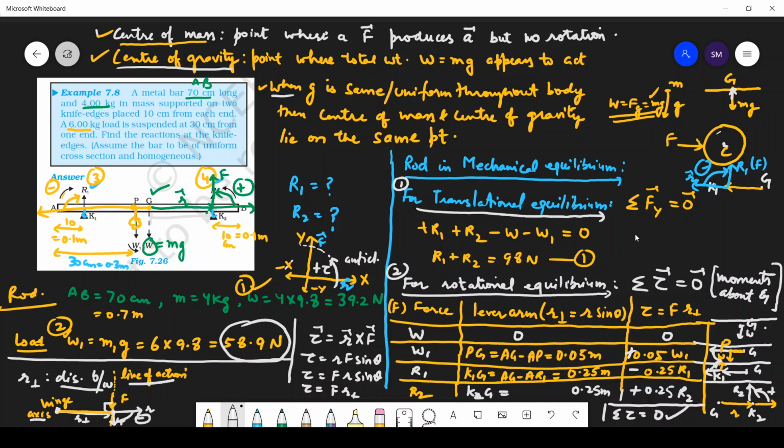From here you will get the equation R1 minus R2 is equal to 11.76 Newton. So you have two equations. Always you will get two equations, one from translational equilibrium and one from rotational equilibrium. Then solving these two equations, you will get the values of R1 and R2. So this is what we need to do. I hope you have understood this question. Students, keep on writing simultaneously, then only you will be able to understand it in a better way.